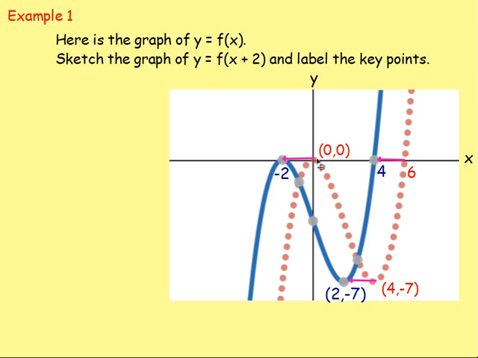Think about the points then, so 0, 0, well it'll now be at negative 2, 0. It'll be crossing the x-axis at negative 2. Instead of crossing at 6, it'll be crossing at 4, and this point with 4, negative 7, well if you move it 2 to the left, really you're taking 2 off the x value, so you'll be at 2, negative 7.